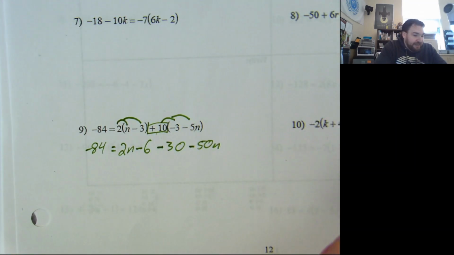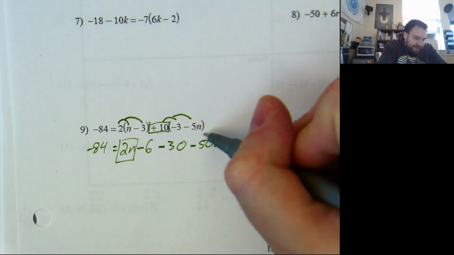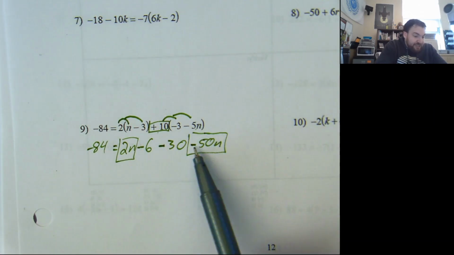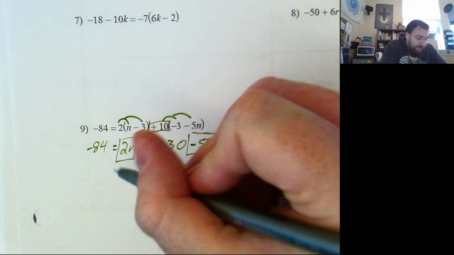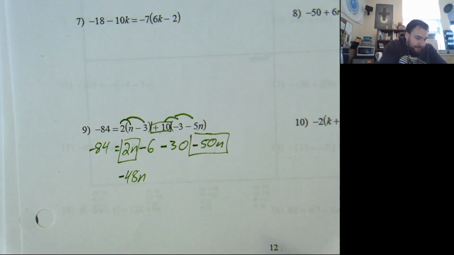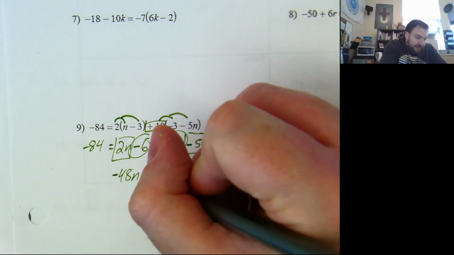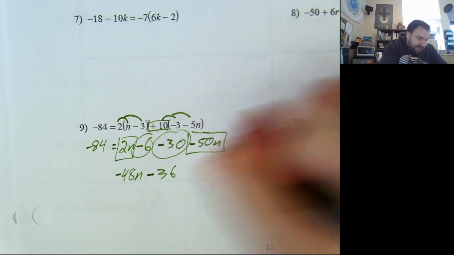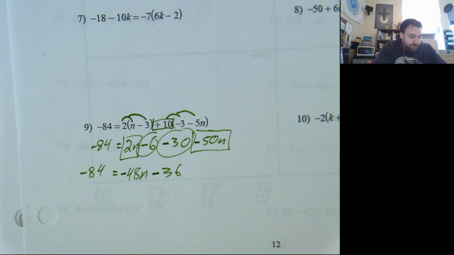And now I'm going to group our like terms. This guy here, this positive 2n, and this negative 50n, because you need to include the sign out front, are the like terms. 2 minus 50n is negative 48n. Then the negative 6 and the negative 30 are going to be grouped, and this is going to become minus 36, and the equals negative 84 nothing's happened to that yet. So now we keep going.